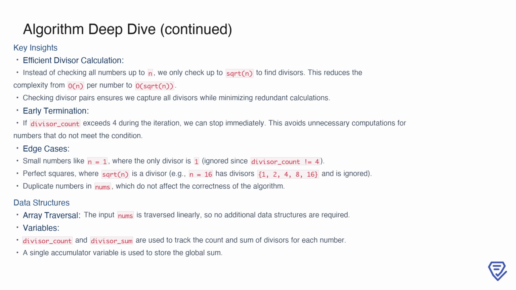Duplicate numbers in the input array don't pose a problem since each number is processed independently. The algorithm only relies on basic variables like divisor_count, divisor_sum, and a global accumulator for the result, ensuring minimal use of memory.